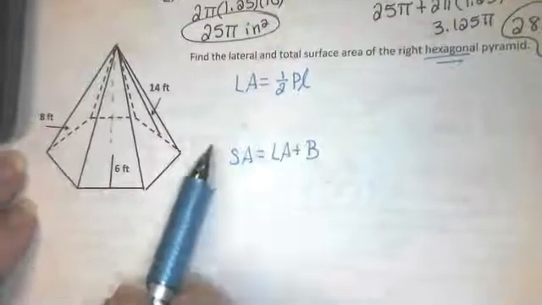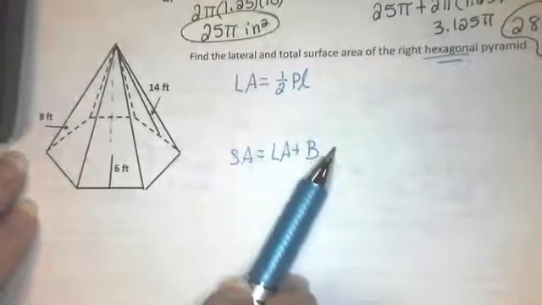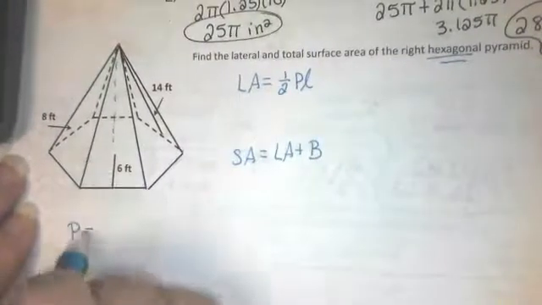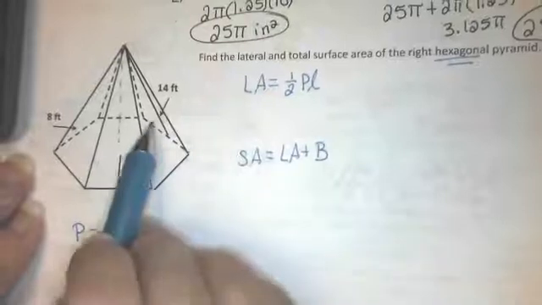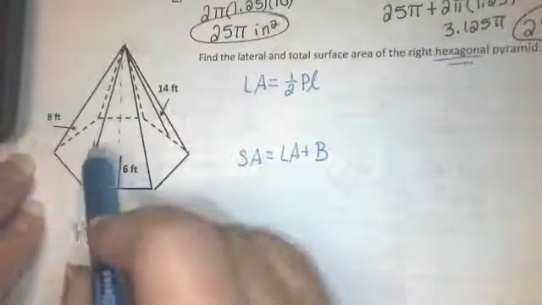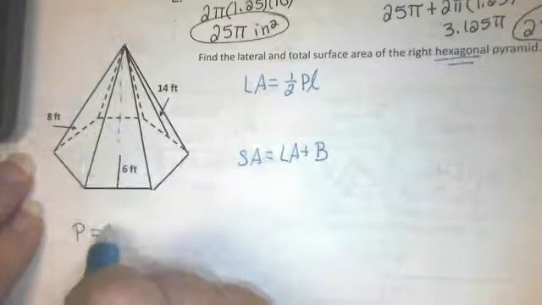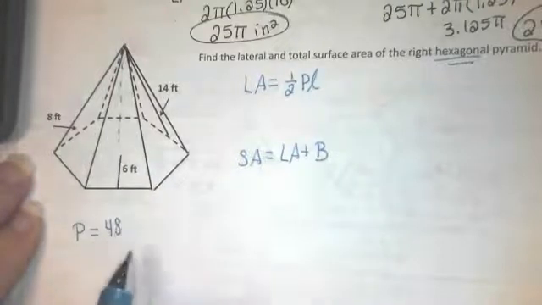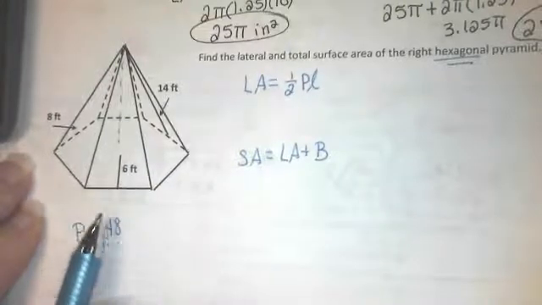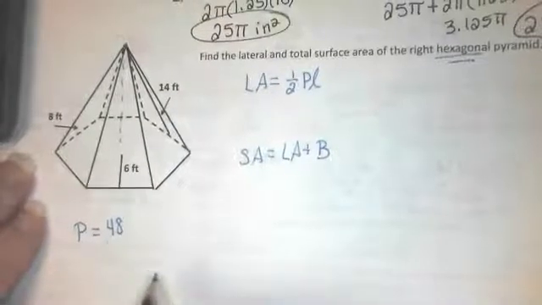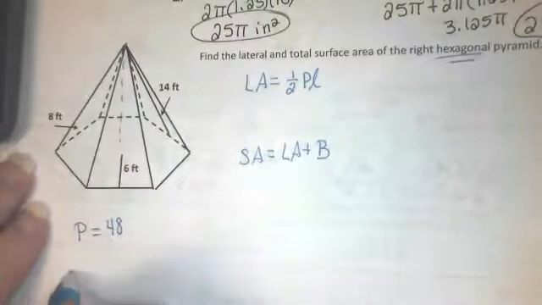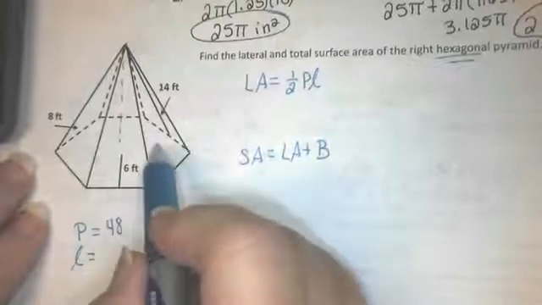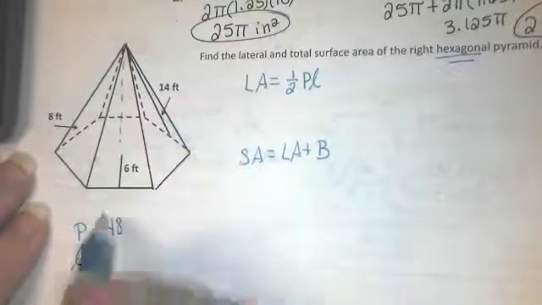So I'm going to go ahead and do these calculations so I can just plug the numbers in. The perimeter of the base should be pretty easy. It's a hexagon, and every side is 8 feet. So the perimeter of my base is 48. 6 sides times 8. The slant height I gave you was 14.